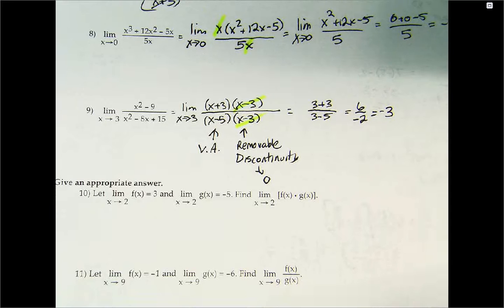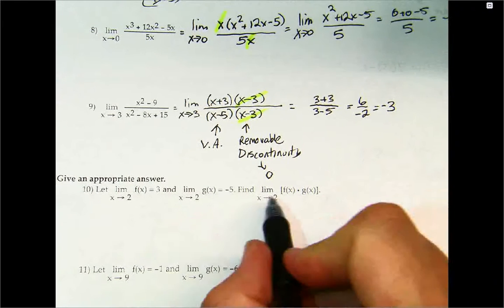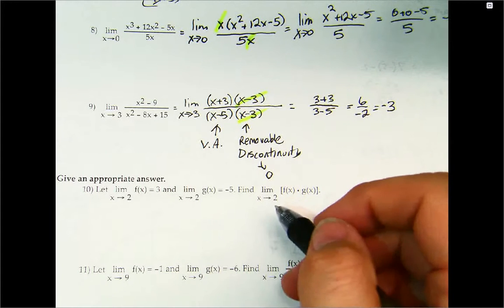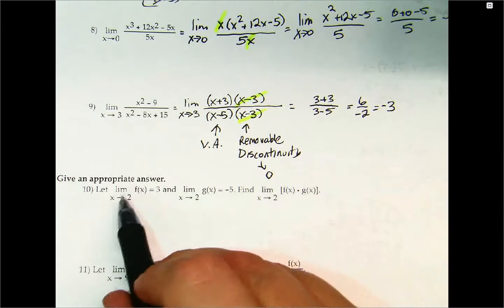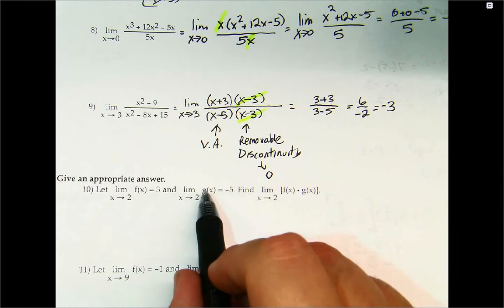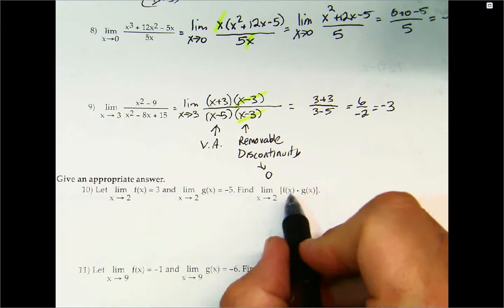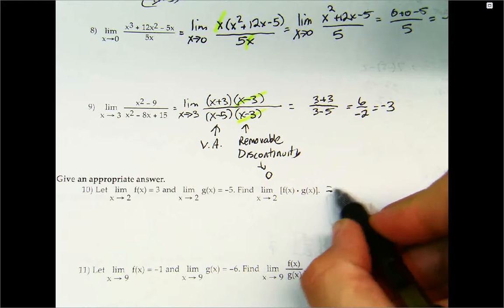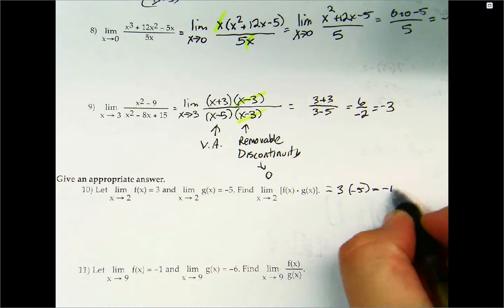Now, these are fun, and these should be pretty easy, because all it is is a plug in and go type of situation. Since we have the limit as x goes to 2 of f of x is equal to 3, the limit as x goes to 2 of g of x is equal to negative 5, our property says that we could just multiply them and get the answer. So this is just going to be 3 times negative 5, which is negative 15. That's your answer, negative 15.